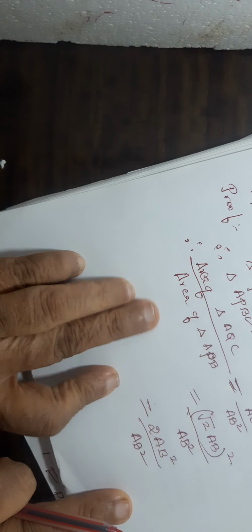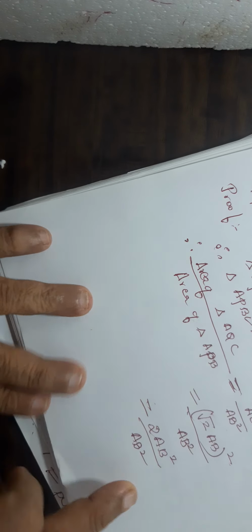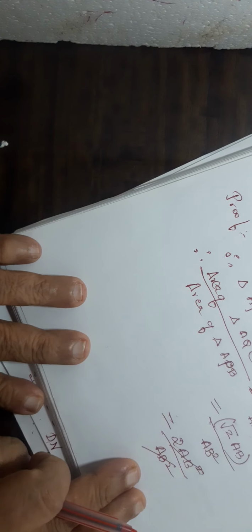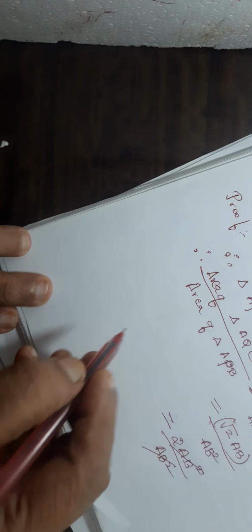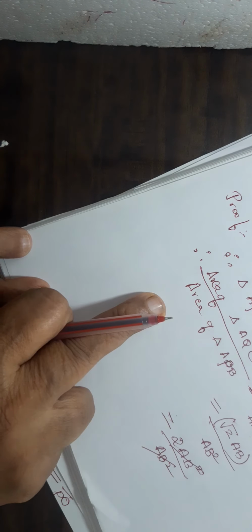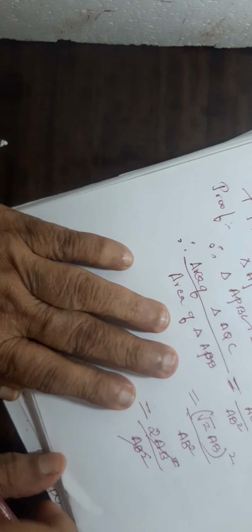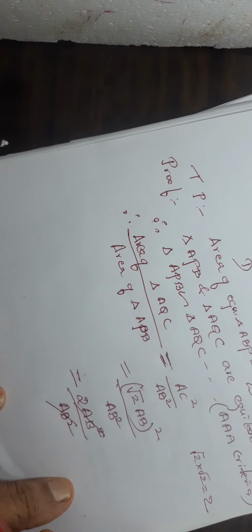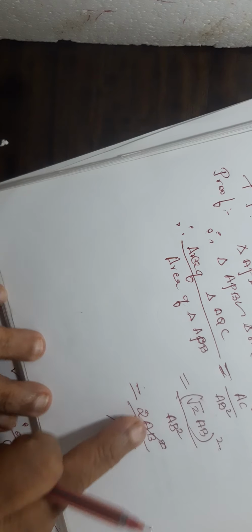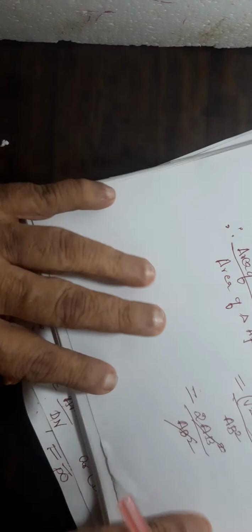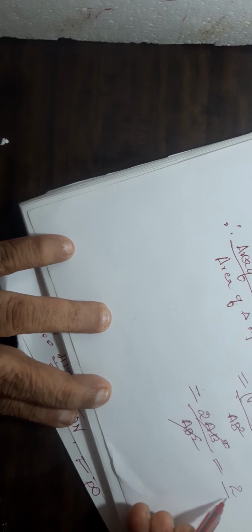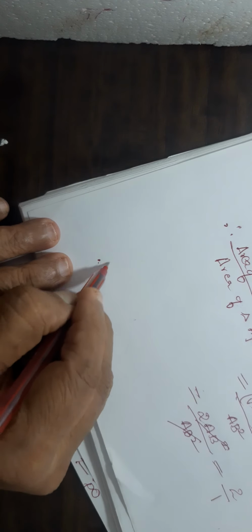Now this is equal to the area of triangle AQC by the area of triangle APB. Now what happens here? AB squared and AB squared will cancel. So you have got the area of triangle AQC by the area of triangle APB equal to 2 by 1. Please see if you are not able to follow. Now 2 by 1 it is. 2 by 1 means now what they have asked.